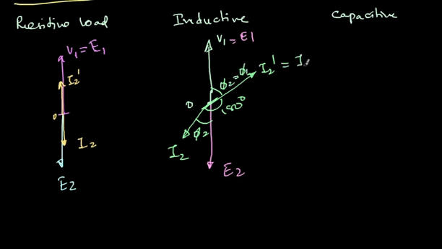And I2 dash is equal to I1, by the way. Because actual I1 is what? I2 dash plus I naught. But since I naught is equal to 0, I2 dash equals I1. So this is the vector diagram for inductive load, and finally for capacitive load it is something like this.